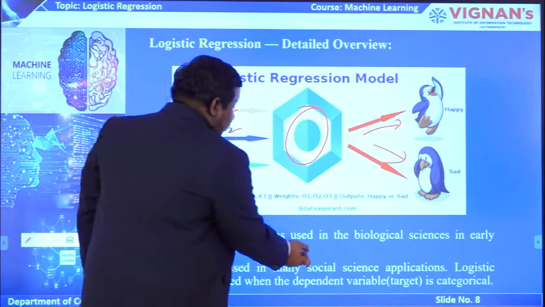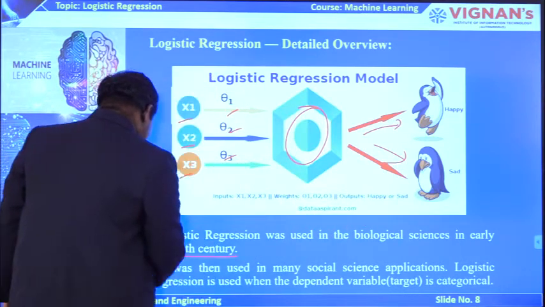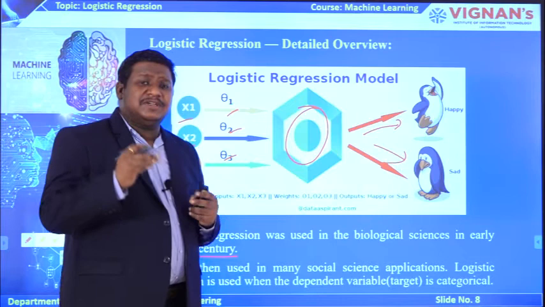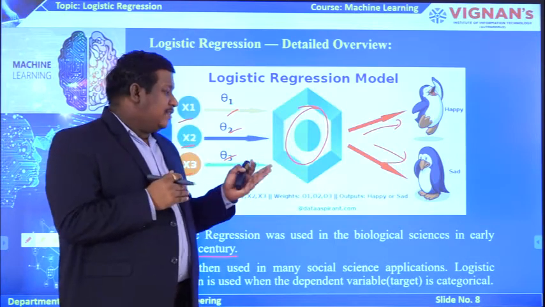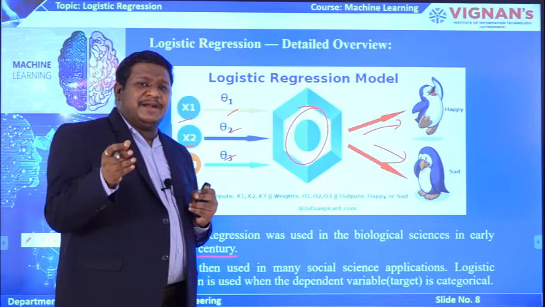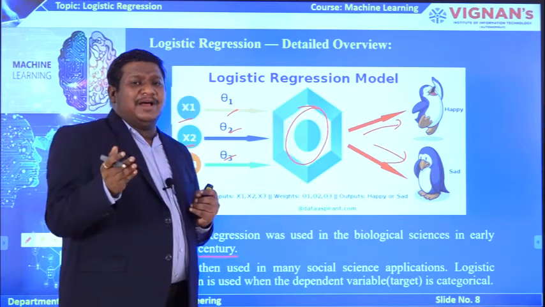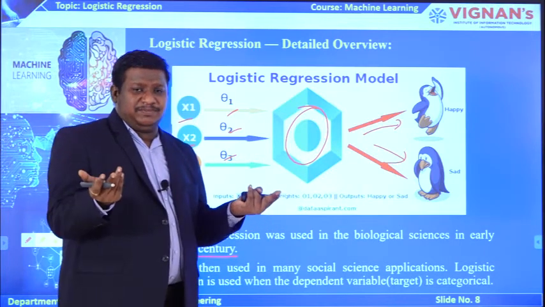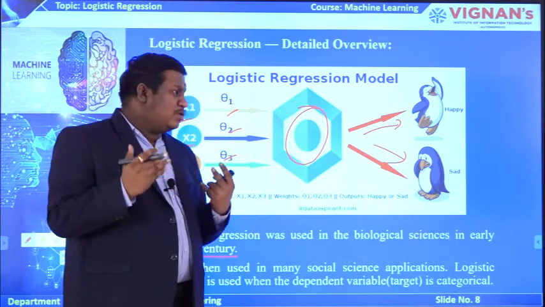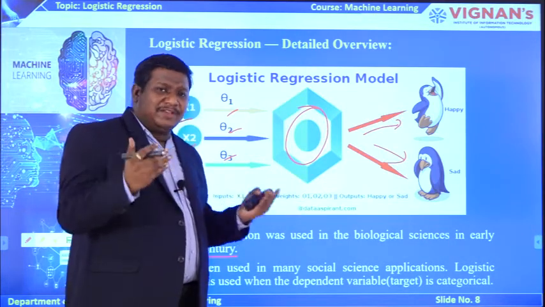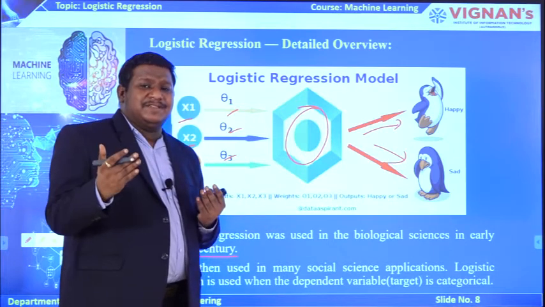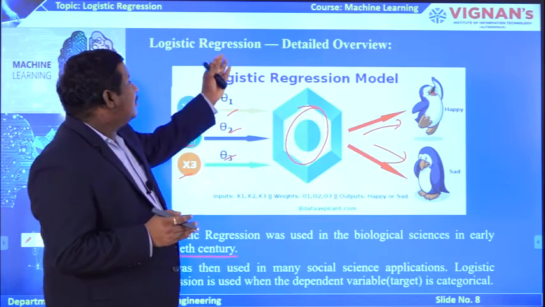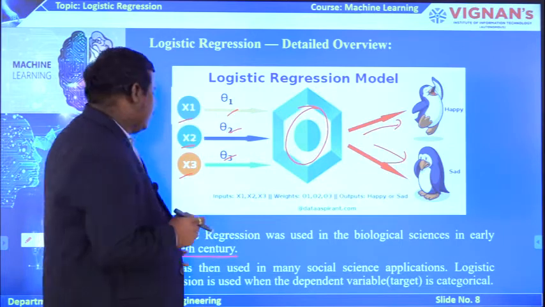Logistic regression was used in the biological sciences in the early 20th century. It is used in medical and biological applications since the 20th century, because for a disease pattern, or if you want to confirm a disease, the answer for a patient is only two answers: whether the patient has the disease or does not have any disease. So most health-related applications will have a similar type of model, because the patient either has the disease or not. Most medical applications may come under this logistic regression model.